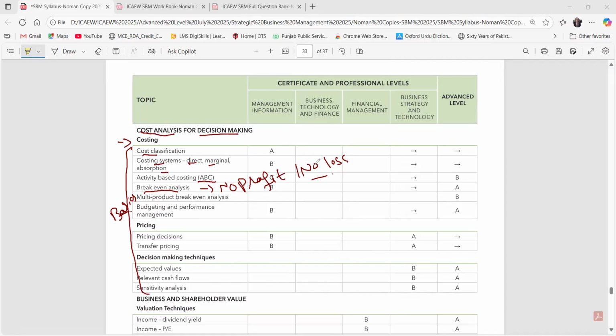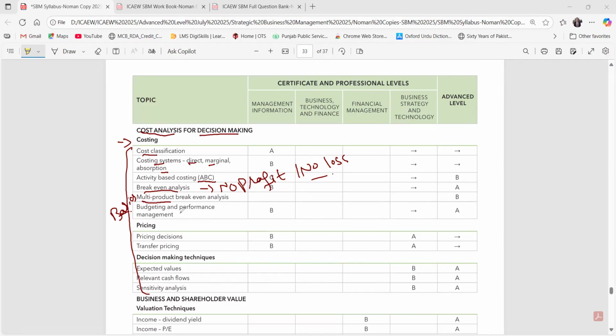And this break-even could be calculated either in numbers, like how many units you should produce just to make sure that there is no profit or no loss. Second, break-even is also calculated in figures, like how much revenue you should generate just to make sure that business has no profit or no loss. So that is basically break-even analysis. Break-even analysis is for a single product, and it could also be done for multi products as well.